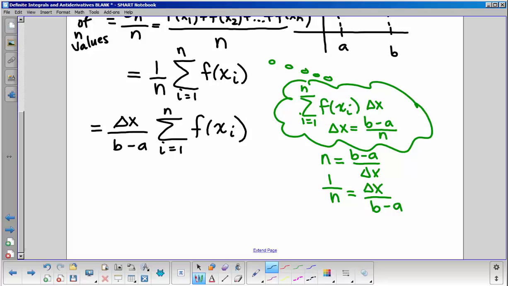Now the delta x has arrived on the scene. Yes, and we're going to put it in because in our class, we're going to assume that this delta x is constant, so we can bring it into the expression. And so we can say that this is equal to 1 over b minus a times the sum from i equals 1 to n of f of x sub i delta x.